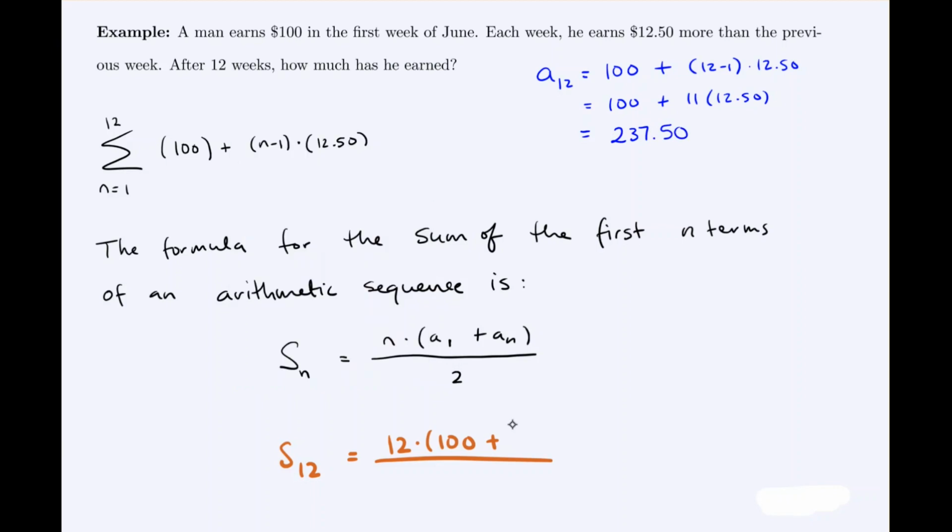So we would add that to the first week's salary, divide that by 2, multiply by 12, and we get the overall salary for the 12 weeks of work for this particular job, which is $2,225.